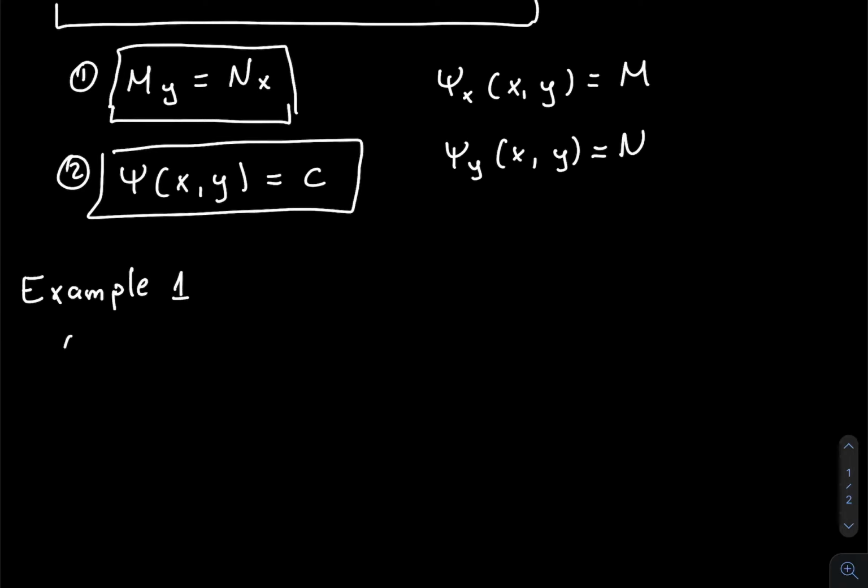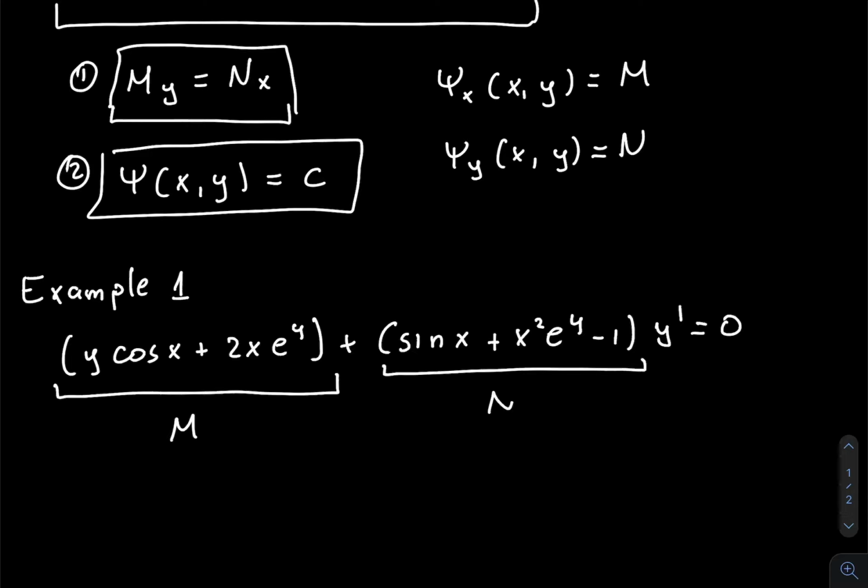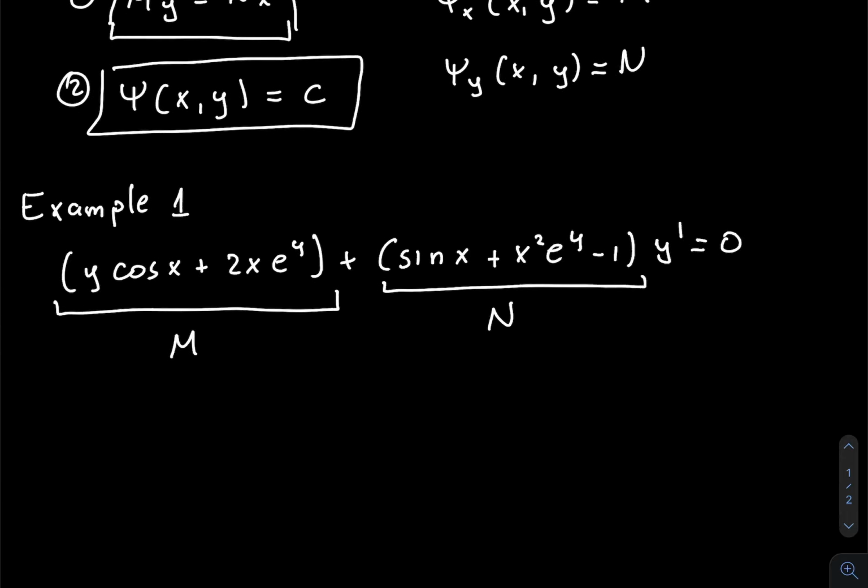We'll have the following: y cosine of x plus 2x e to the y, plus sine of x plus x squared e to the y minus 1, equal to 0. In this problem, we can say that this first part is equal to M, and this second part, oh, I forgot to put a y prime. So here we need to have a y prime equal to 0. Anyway, this is just equal to N, okay?